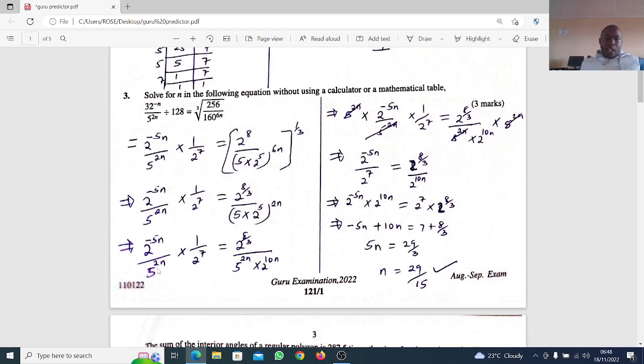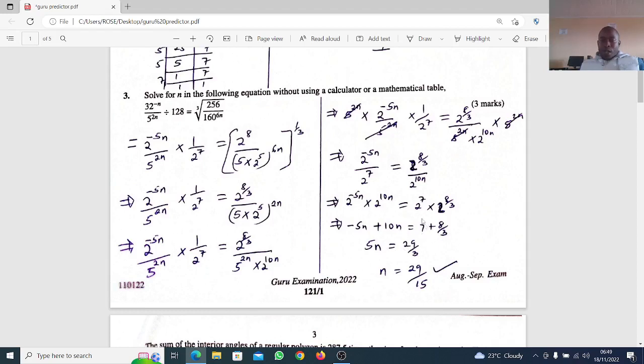So we multiply each side by 5 raised to power 2n, so that we remove the 5 raised to power 2n like I've done here, so that 5 raised to power 2n cancels here and also cancels here. So we remain with 2 raised to power negative 5n times 1, which gives you 2 raised to power negative 5n, over 2 raised to power 7, equals to 2 raised to power 8 over 3, over 2 raised to power 10n. So if we cross multiply, it is 2 raised to power negative 5n times 2 raised to power 10 equals to 2 raised to power 7 times 2 raised to power 8 over 3. Because the bases are the same here, we add the powers. The powers are added and the bases are the same, so we ignore the base, we equalize the powers. So we shall be having negative 5n plus 10n equals to 7 plus 8 over 3.